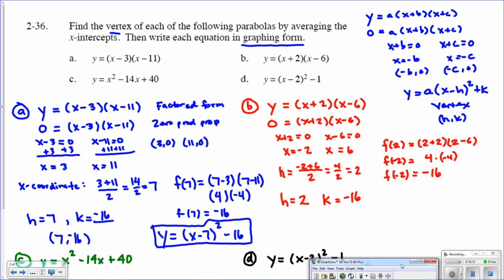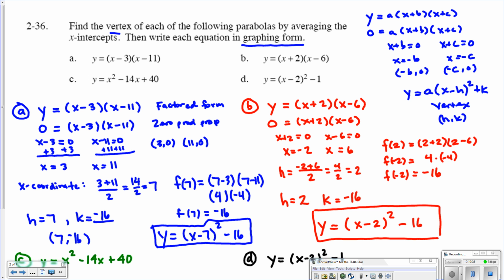So we're going to take it. A is 1 right now, so we're going to just write it in our vertex or graphing form. So y is equal to the quantity of x minus 2 squared minus 16. There is our second one. Vertex, remember, is 2, negative 16.